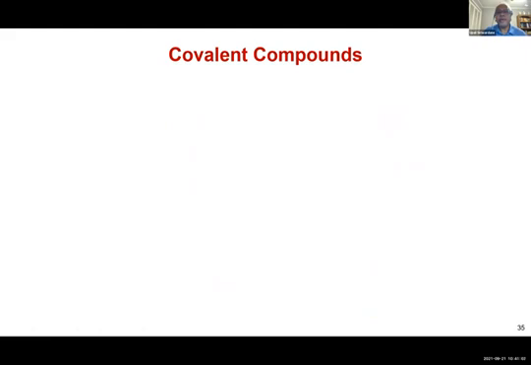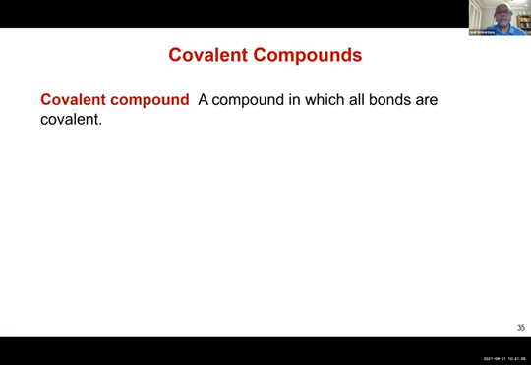Now we're going to talk about covalent compounds. A covalent compound is a compound where all bonds are covalent. Sometimes covalent compounds are also called molecular compounds, because they are formed by covalent bonds. How do you name binary covalent compounds? Now we are going to name them.